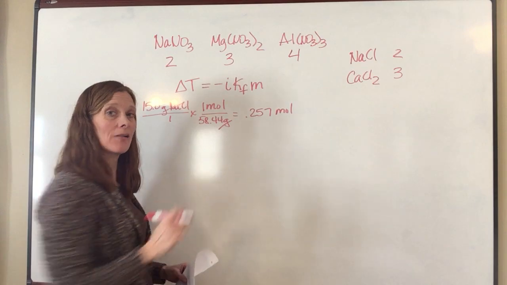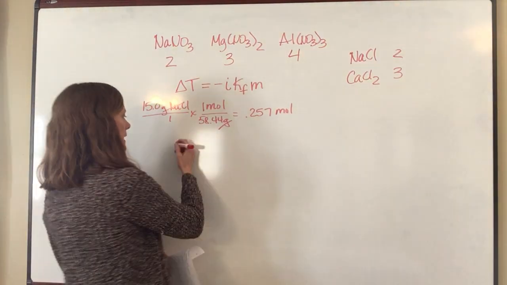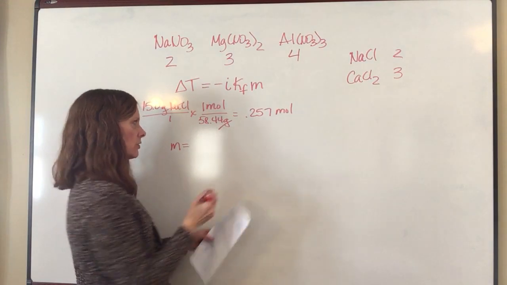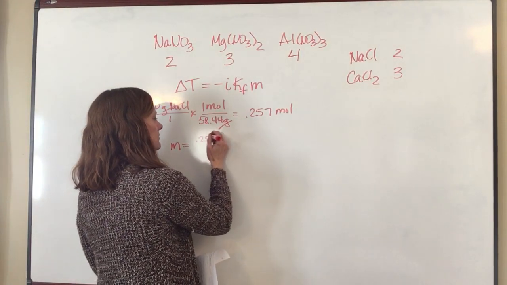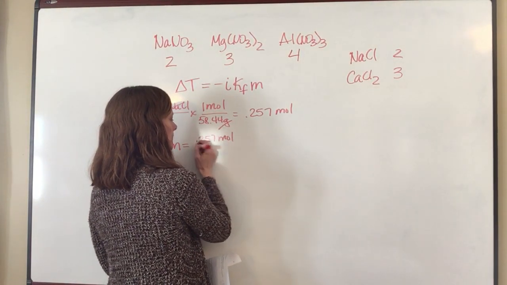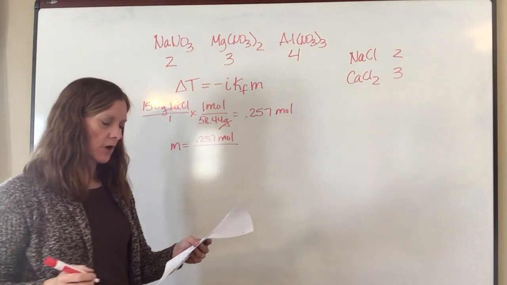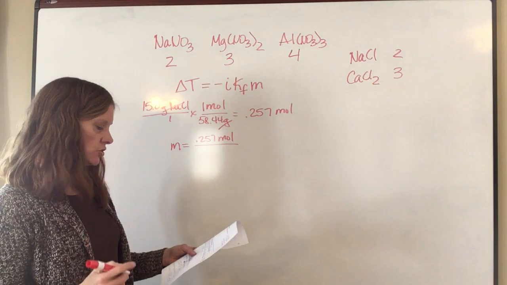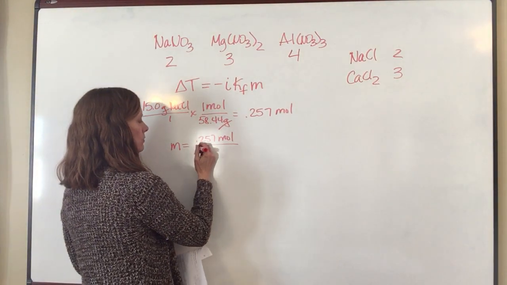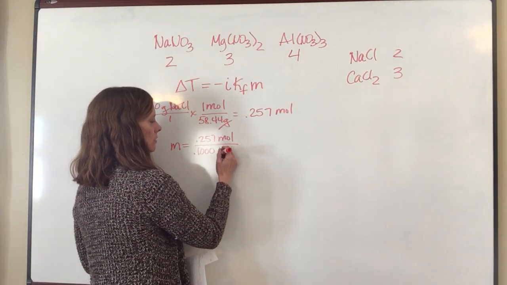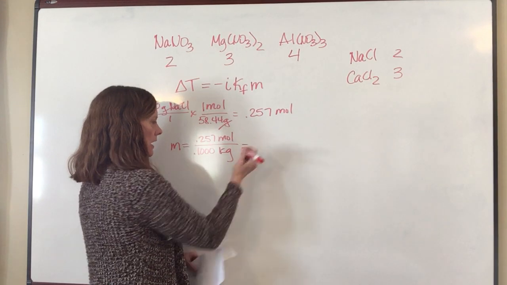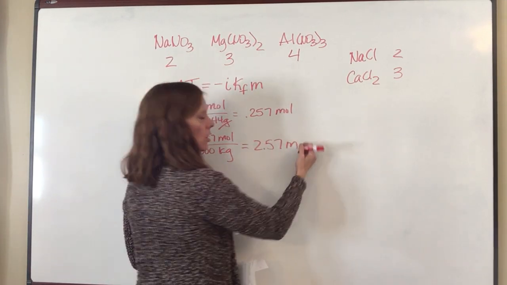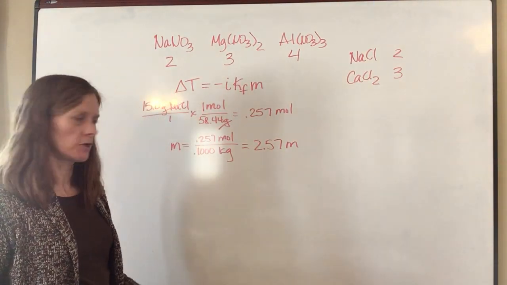Again, this is the molality of the solution, and molality is the number of moles over the number of kilograms. So I've got 0.257 moles. It says that I have 100 grams of water. If I take that decimal point and move it 3 places to the left, that's going to give me 0.1000 kilograms. And so when I divide that out, it's going to be 2.57 molal for my solution.